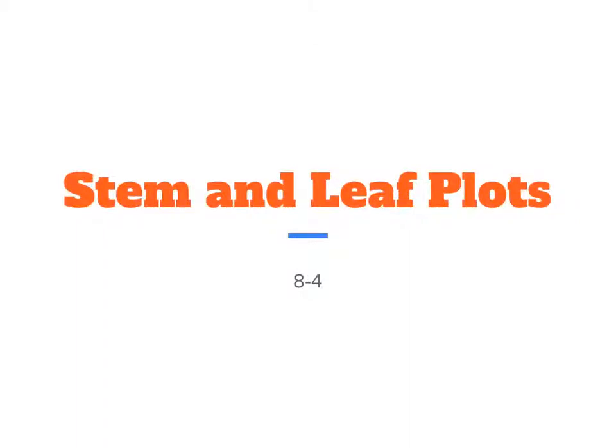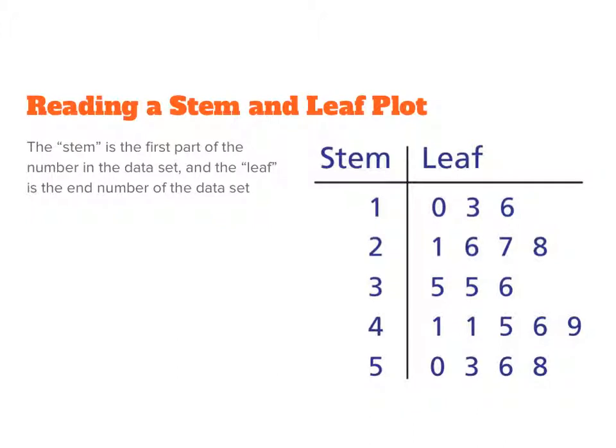Welcome to Lesson 8.4. Today we're going to be talking about stem and leaf plots. To start out with, we're going to talk about how to read a stem and leaf plot. The stem is the first part of the number in the data set, and the leaf is the end number. So each one of these three leaves represents three different numbers. The stem is the first part of the number, and the leaf is the second.